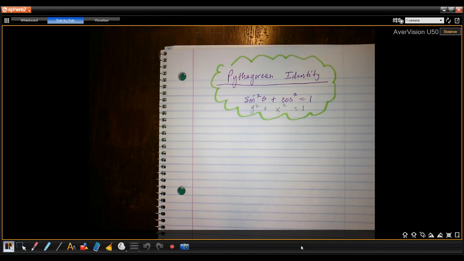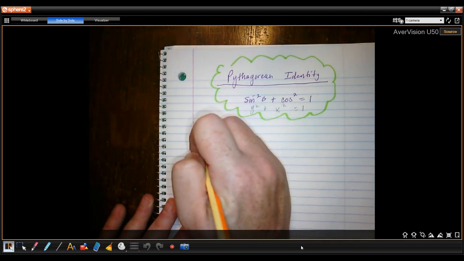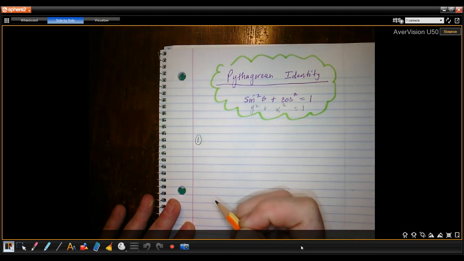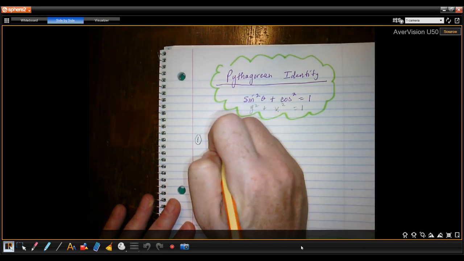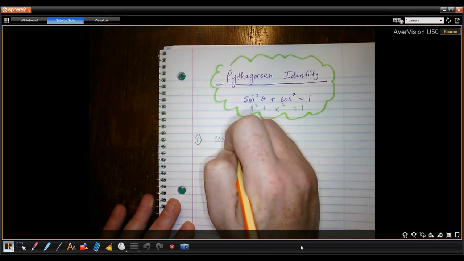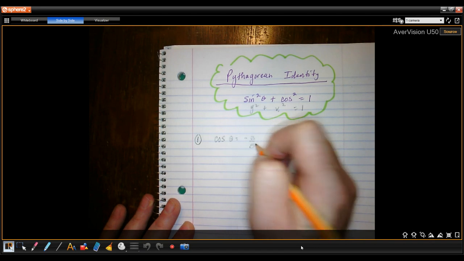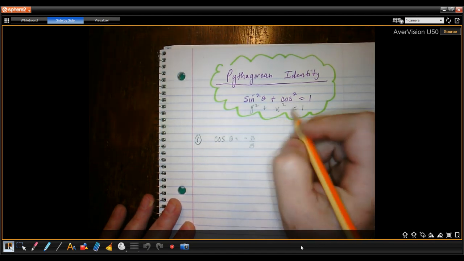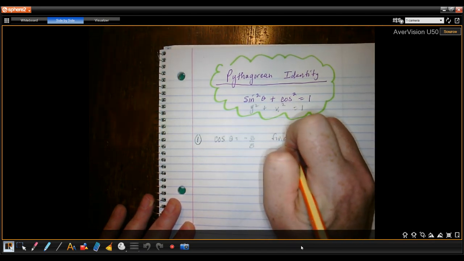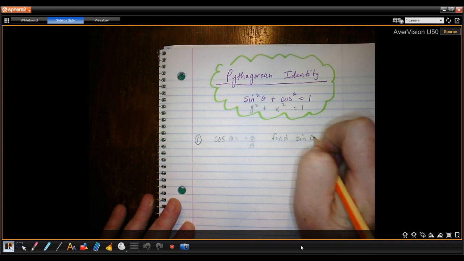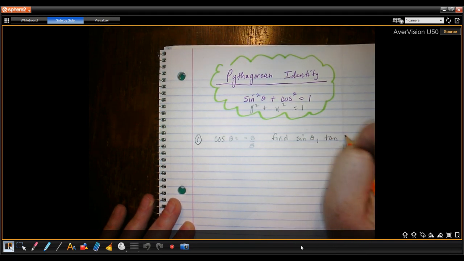All right, now let's use this Pythagorean identity. There are two ways to do this. Now we're going to find either sine or cosine. So let's start with something basic. First example: cosine theta equals -3/5, and it's going to say find sine theta and tangent theta. That's what we're looking for.